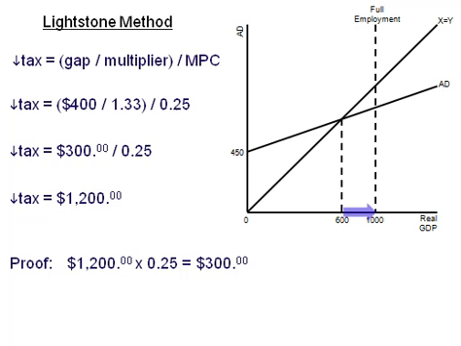$1,200. The proof, again, if we decrease tax by $1,200, consumers will spend just 25% of that, perceiving it to be an increase in income. They'll spend $300, that will be multiplied out by our multiplier to $400, exactly enough to fill our gap.